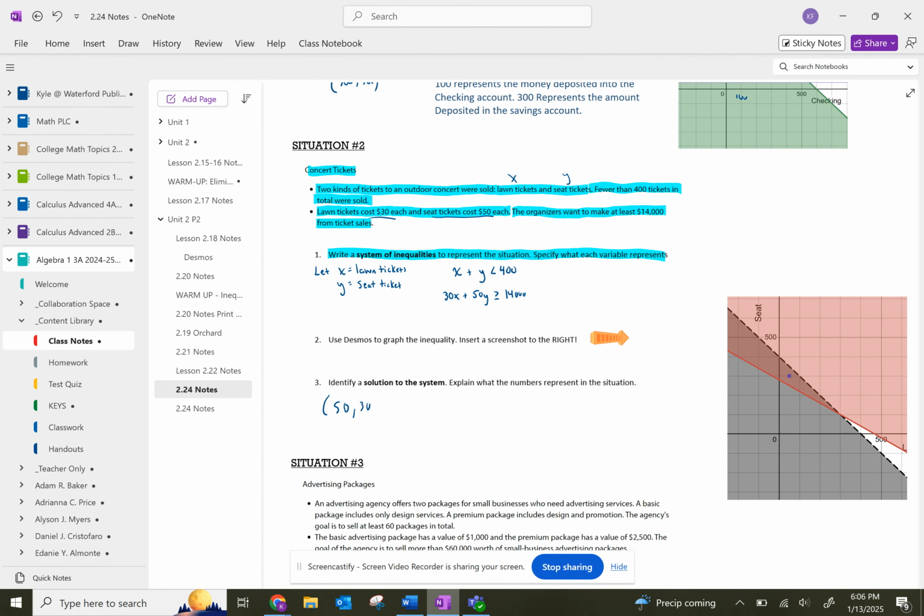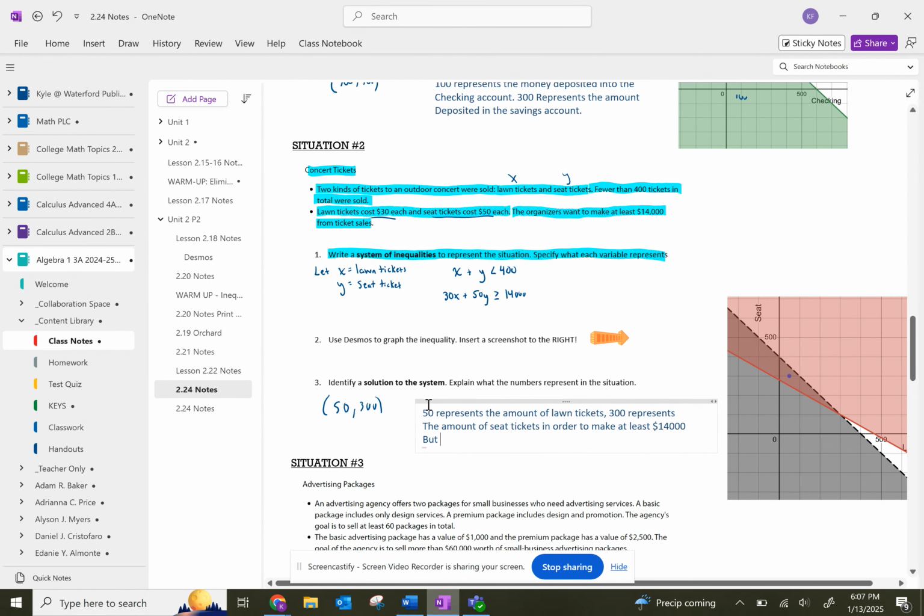What does the 50, 300 represent? 50 represents the amount of lawn tickets. 300 represents the amount of seat tickets in order to make at least $14,000. But still sell fewer than 400 total tickets.